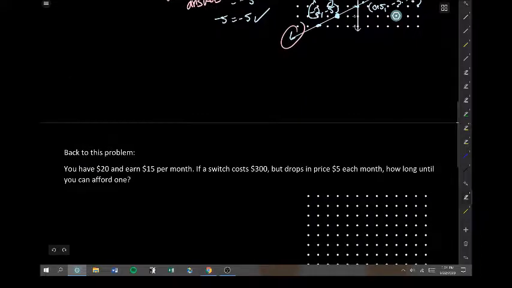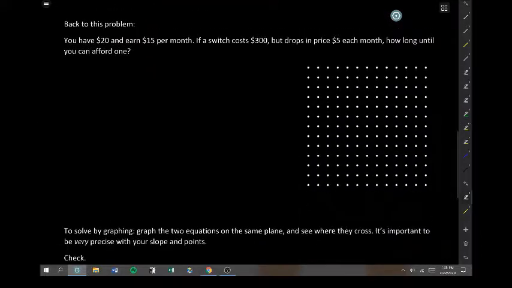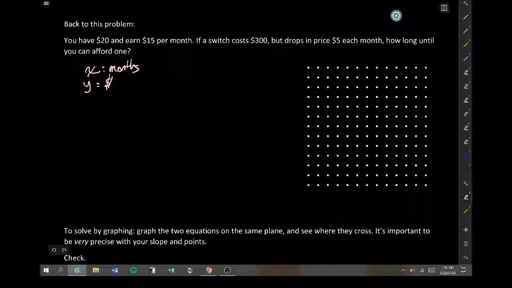So, let's go back to this problem. You have $20 and earn $15 per month. A switch costs $300 but drops in price $5 each month. How long until you can afford one? Remembering that x is going to stand for months and y is going to stand for money. We had the equation for us and our money. When you have this, it's $15 per month starting at 20. And for the switch, it's $300 dropping by 5.